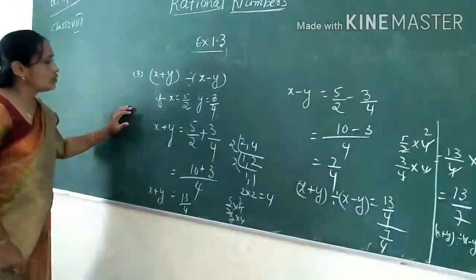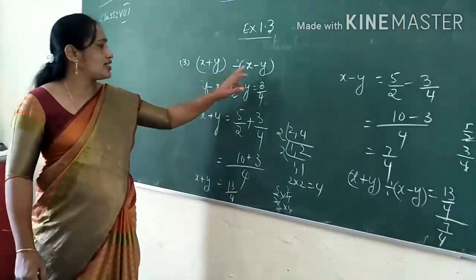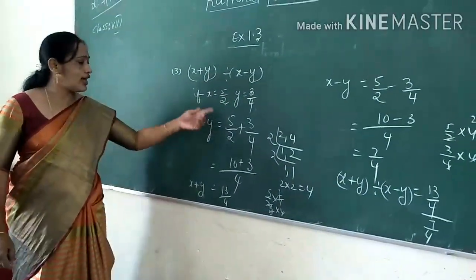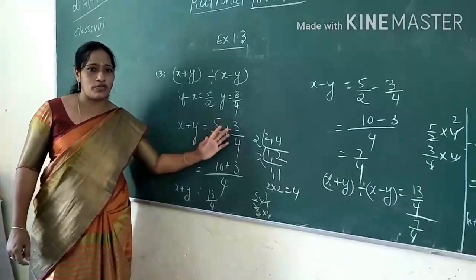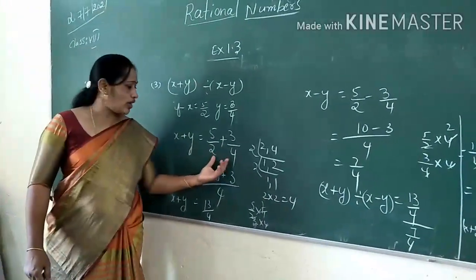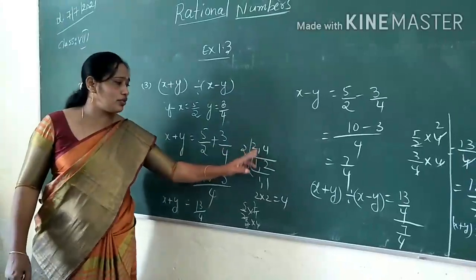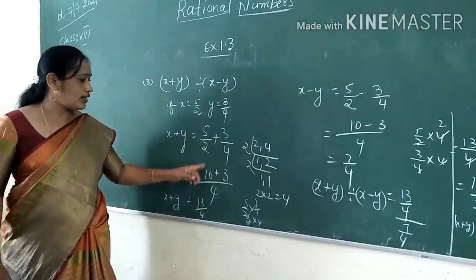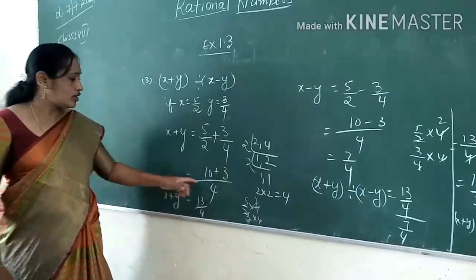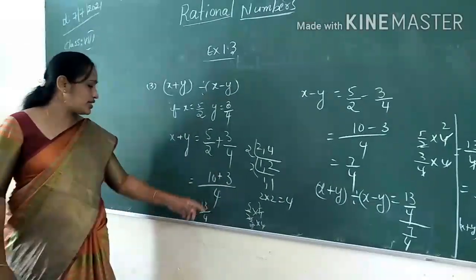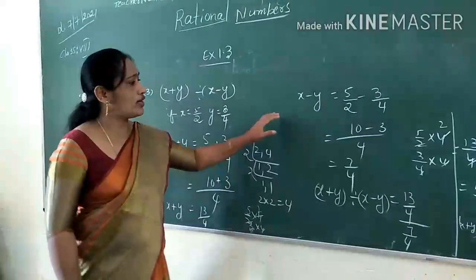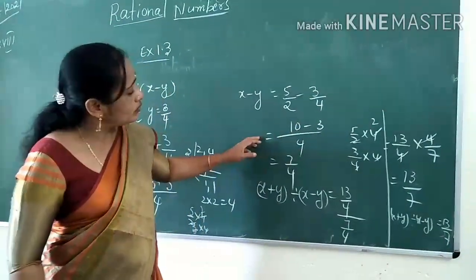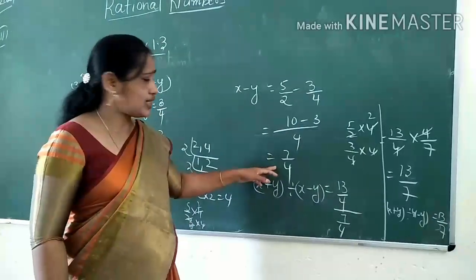Once you read x plus y divided by x minus y, x equals 5 by 2 and y equals 3 by 4. First we have to calculate x plus y, 5 by 2 plus 3 by 4. The denominators are 2 and 4, so we calculate the LCM. The LCM of 2 and 4 is 4. So 5 by 2 becomes 10 and 3 by 4 becomes 3, and we add 10 plus 3, 13 by 4. Again we calculate x minus y, x is 5 by 2 and y is 3 by 4. Finally we get the answer 7 by 4.